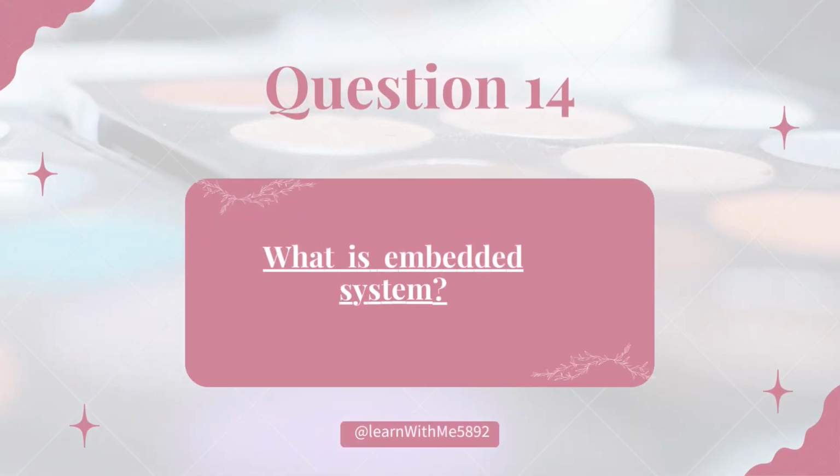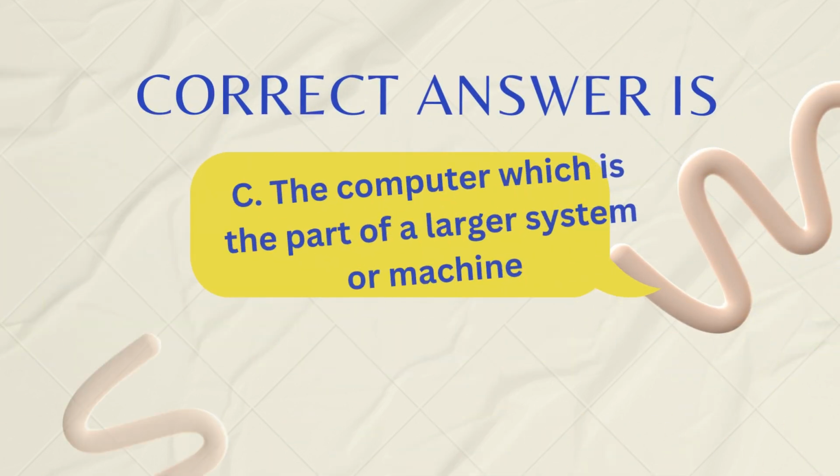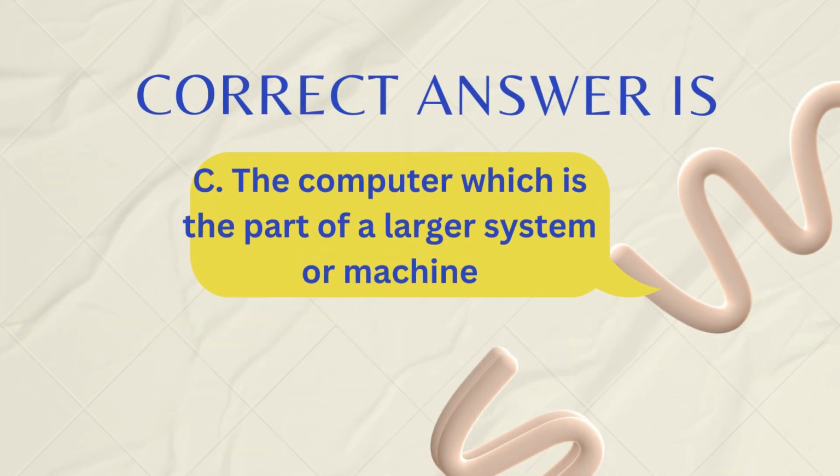Question number 14. What is an embedded system? Option A, the program which arrives by being wrapped in a box. B, the program which is the permanent part of the computer. C, the computer which is the part of a larger system or machine. D, the computer and software system that control the machine. The correct answer is C, the computer which is the part of a larger system or machine.